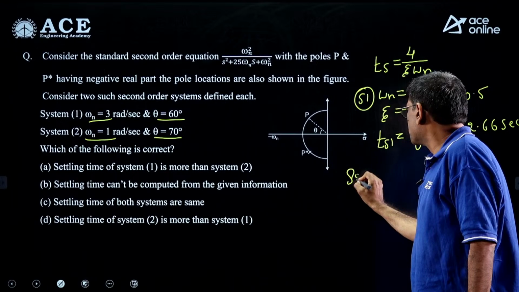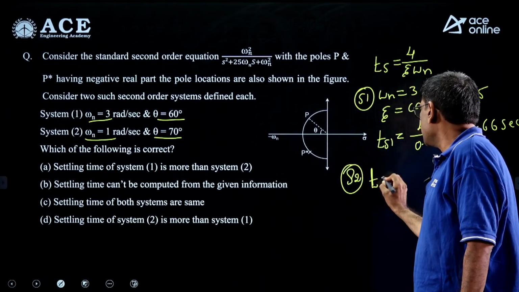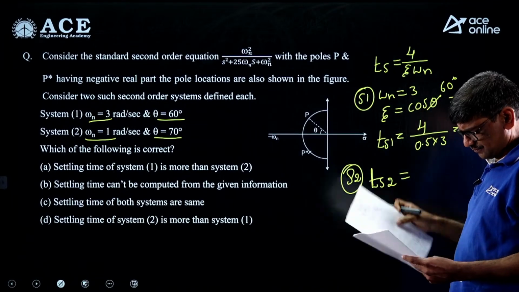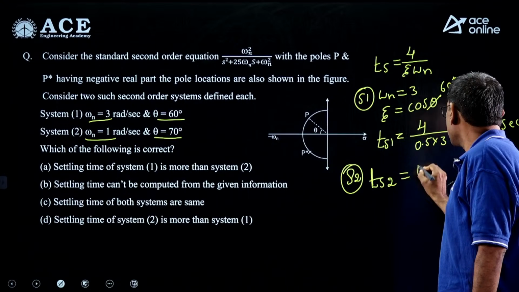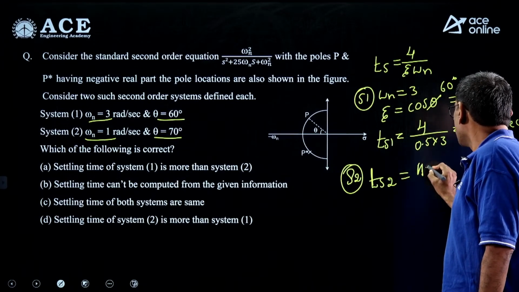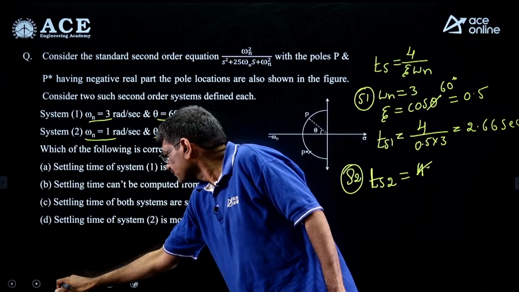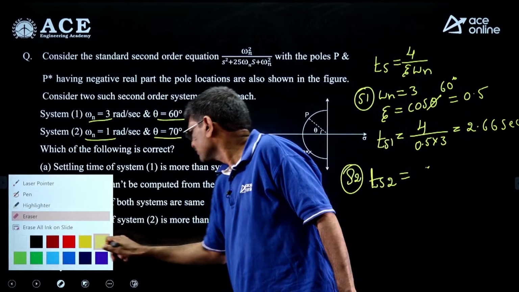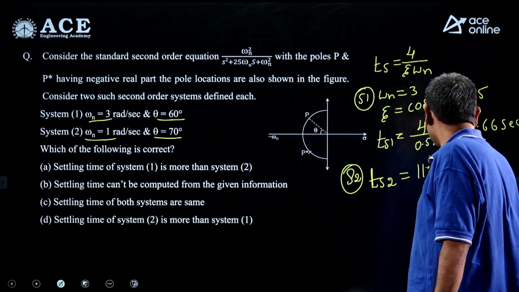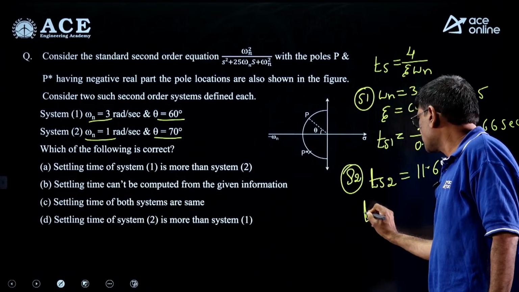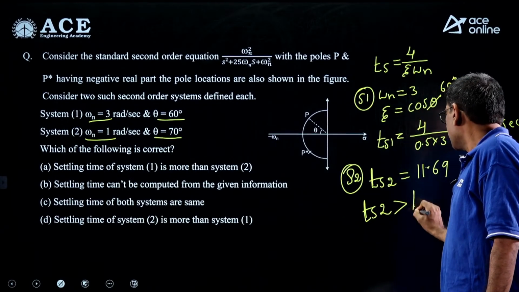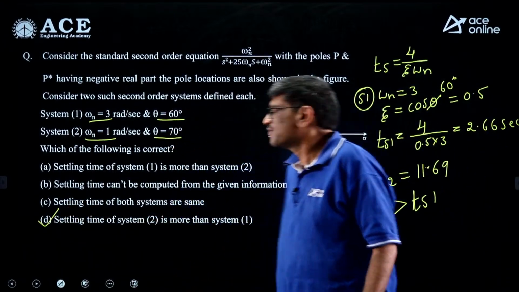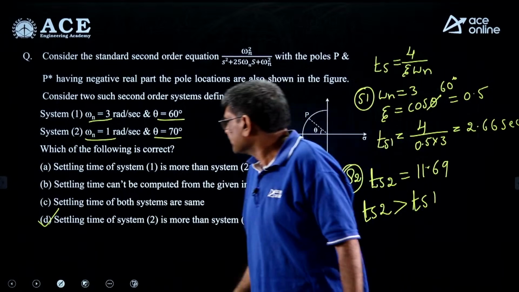Similarly, find for system 2. If you calculate TS2, you will get 11.69. That means TS2 is greater than what? TS1. So, the settling time of system 2 is more than the settling time of system 1. Next.